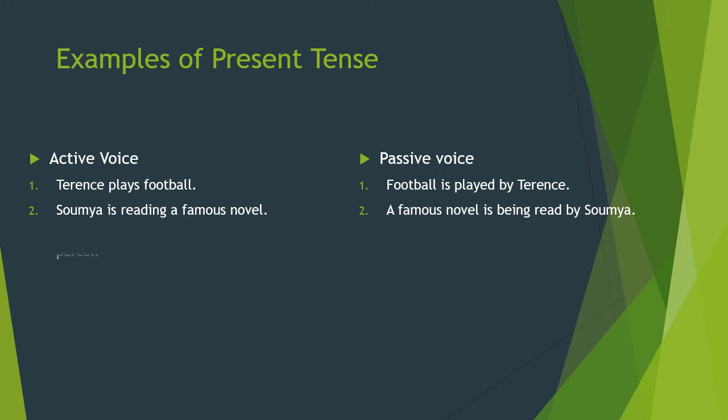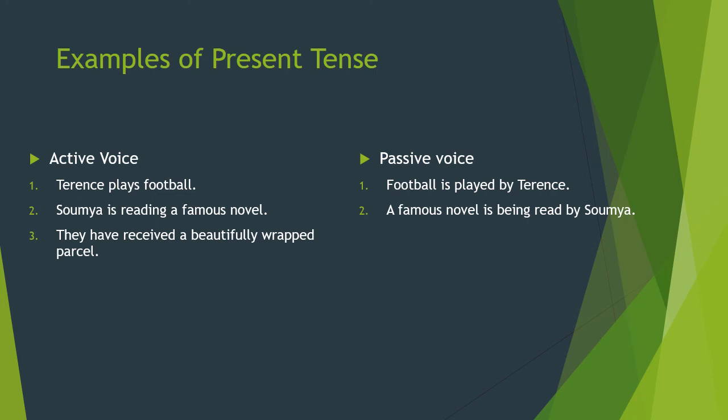Now the third one. They have received a beautifully wrapped parcel. Subject is they, verb have received, object a beautifully wrapped parcel. What is the tense of the verb here? It is present perfect tense. So present perfect tense, how is it going to be changed? Has or have plus been plus past participle form of receive, that is received.